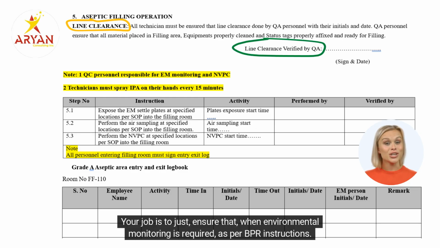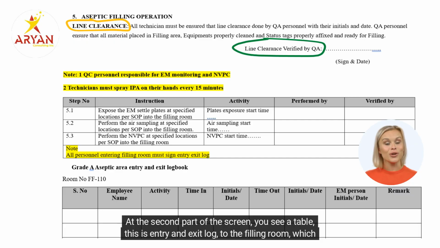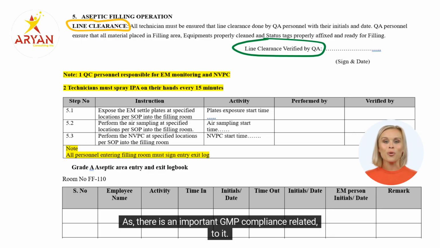Your job is to just ensure that when environmental monitoring is required as per BPR instructions, you must not start the operation until environmental monitoring has been started by the QC individual. At the second part of the screen, you see a table. This is the entry and exit log to the filling room, which is inside this BPR, to keep track of who entered the filling room and at what time, as there is an important GMP compliance related to it.